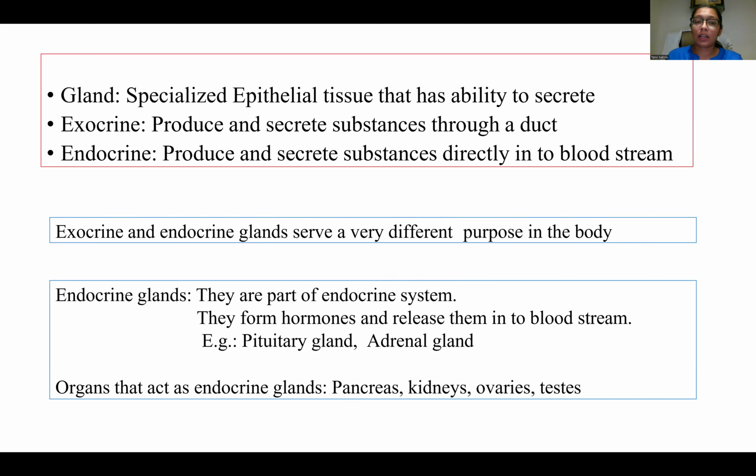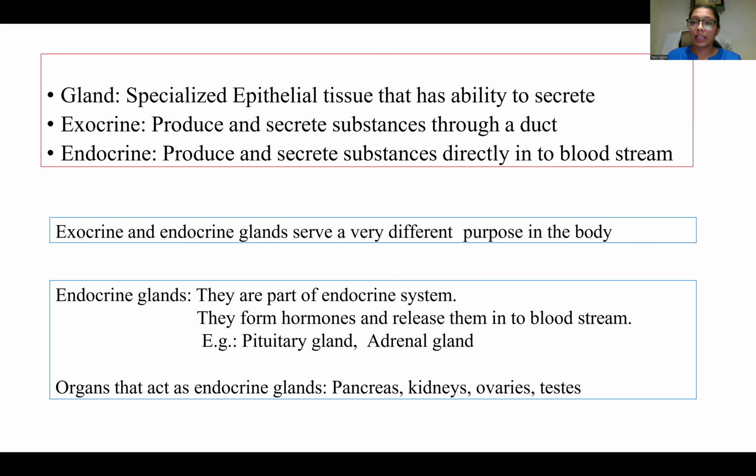Glands can be an exocrine gland or an endocrine gland. Exocrine glands are the glands that produce and secrete substances through a duct. And endocrine glands are the glands that produce and secrete substances directly into the bloodstream.